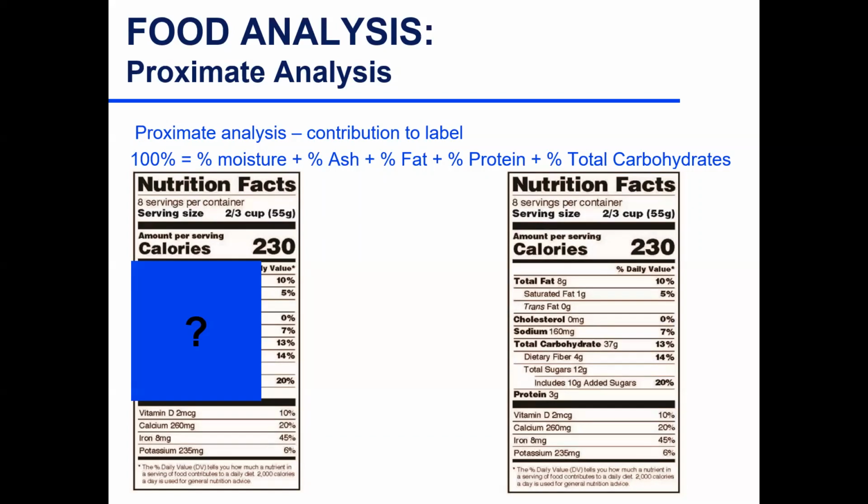And the way the data are accumulated, we basically end up getting 100% of the composition of the food by proximate analysis: the percent moisture, percent ash, percent fat, percent protein, and percent total carbohydrates. All of these methodologies, for moisture, ash, fat, protein, and so on, get combined into this equation and give you a total composition of the product.